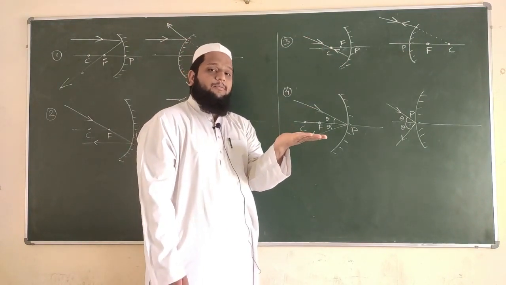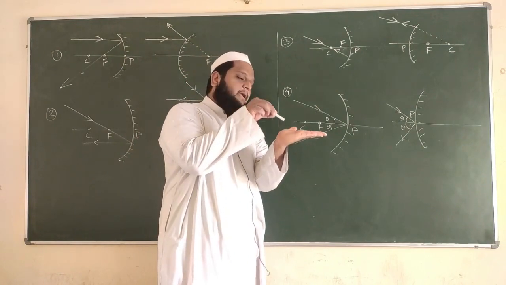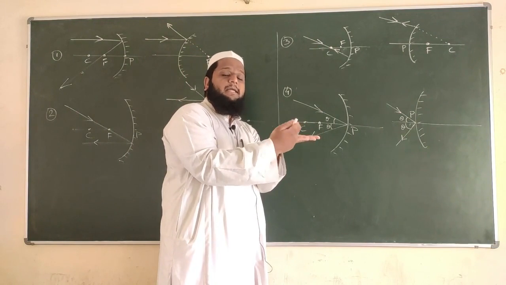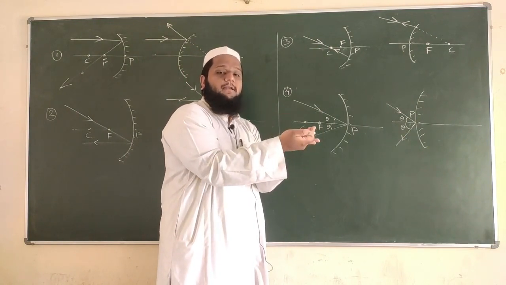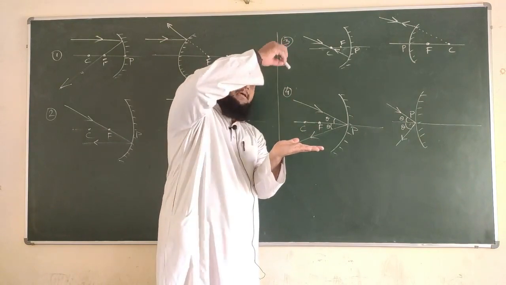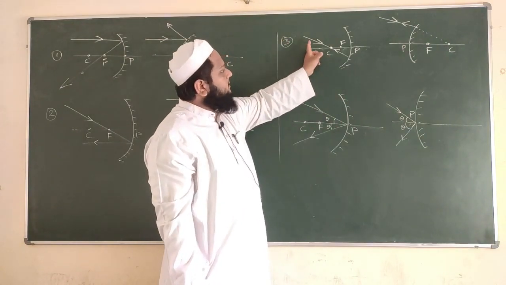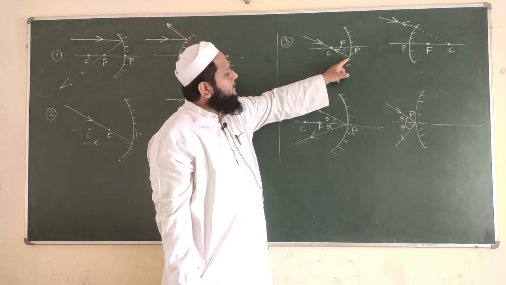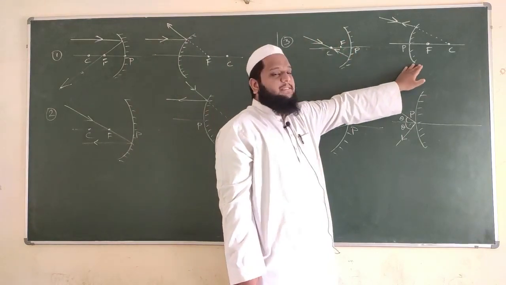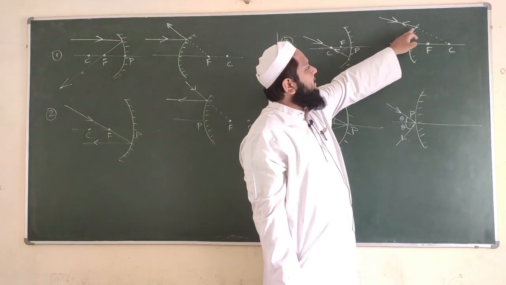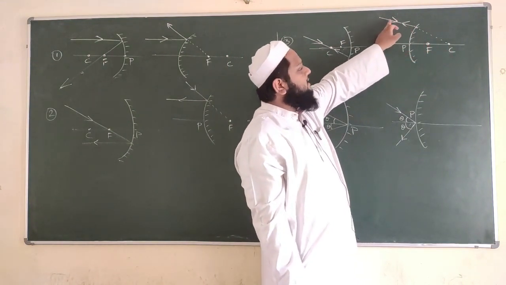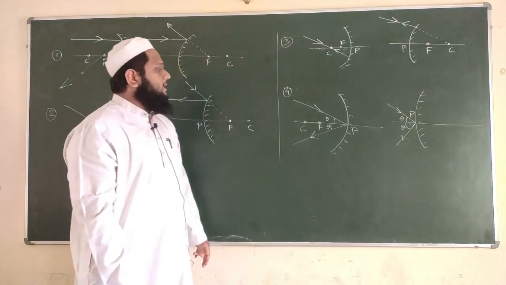Plane mirror, I hope you remember when incident light was like this, reflected light was like this. I equals R, angle of incidence equals angle of reflection. At normal incidence, it used to go back the same way. So similarly, when incident light passes through the center, the reflected ray will pass back the same way. For convex, how will you tell? When the incident ray appears to pass through the center, then it traces back the same path. I hope it is clear.